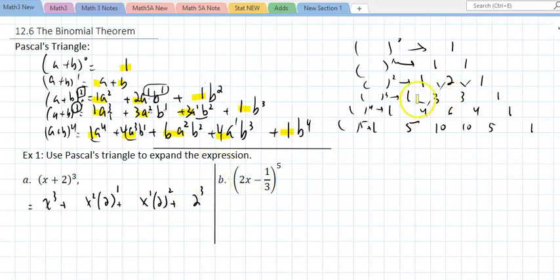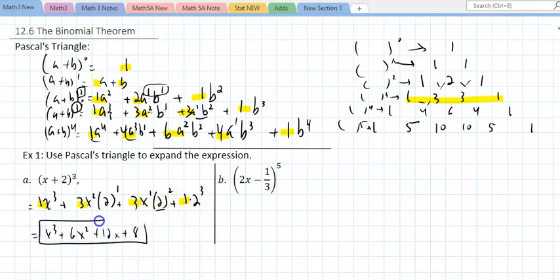The coefficients are always going to be using Pascal's triangle in this case. A 1, a 3, a 3, and a 1. And then you could simplify. 2 times 3 is 6x squared. 4 times 3 is 12x plus 2 to the third is 8. And if you multiply this by itself 3 times, that is what you get.